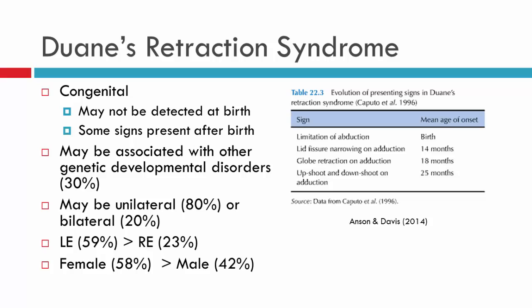Duane syndrome can be unilateral or bilateral, and unilateral Duane's is far more common, with 80% of patients having a unilateral Duane syndrome. And then when it is unilateral, the left eye is more often affected than the right, and also females seem to be more affected than males.